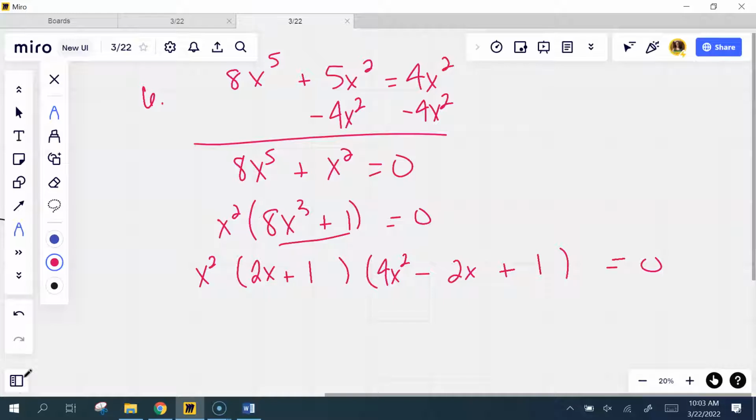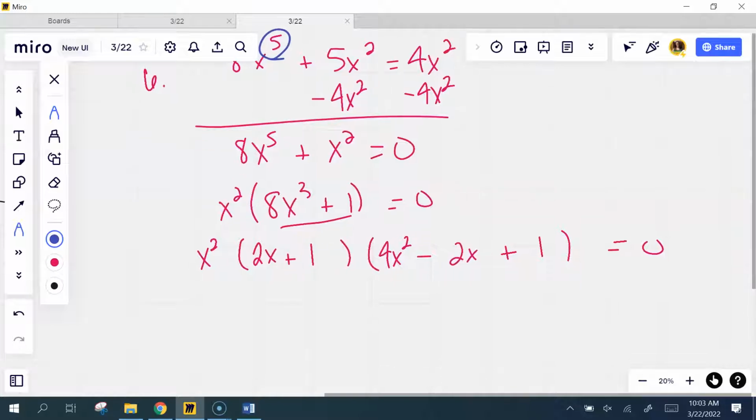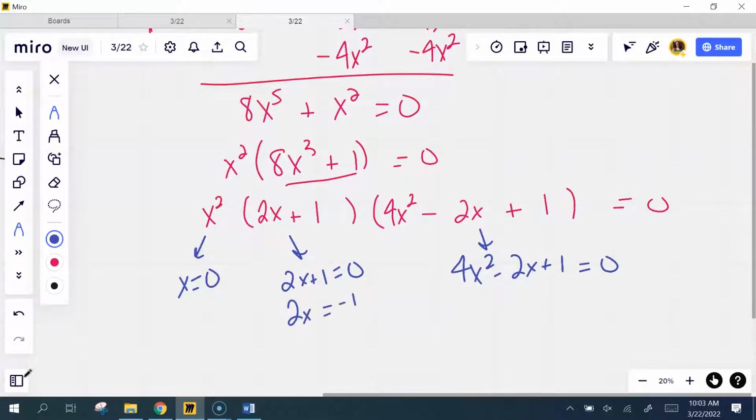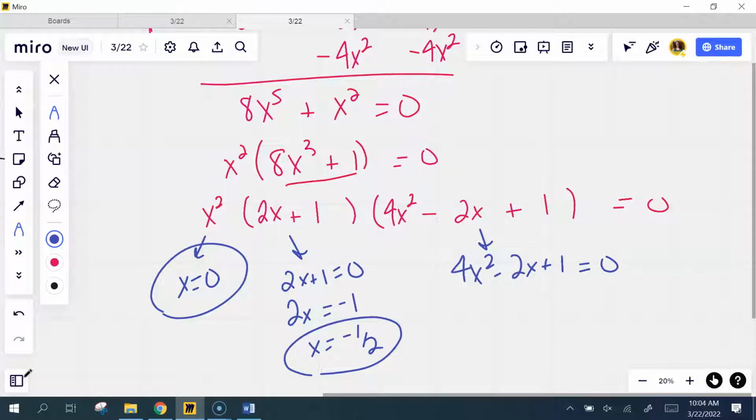Solving this one's a little bit harder. I should get 5 solutions, right? X equals 0, but that's a repeated solution. That one happens twice, so that counts for 2. 2x plus 1 equals 0. And 4x squared minus 2x plus 1 equals 0. Subtract 1 and divide by 2. That's an easy one. What happens with that last one, though? That's right. The first one is multiplicity 2. But how about that last quadratic here?